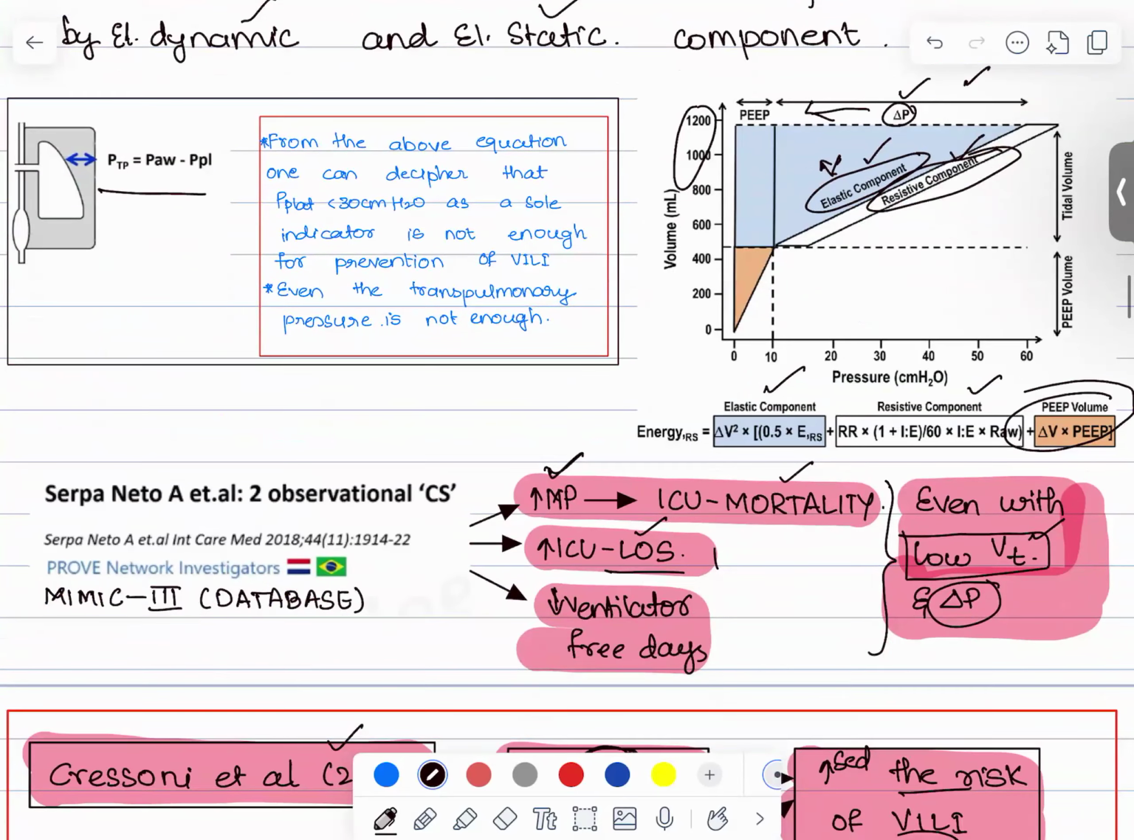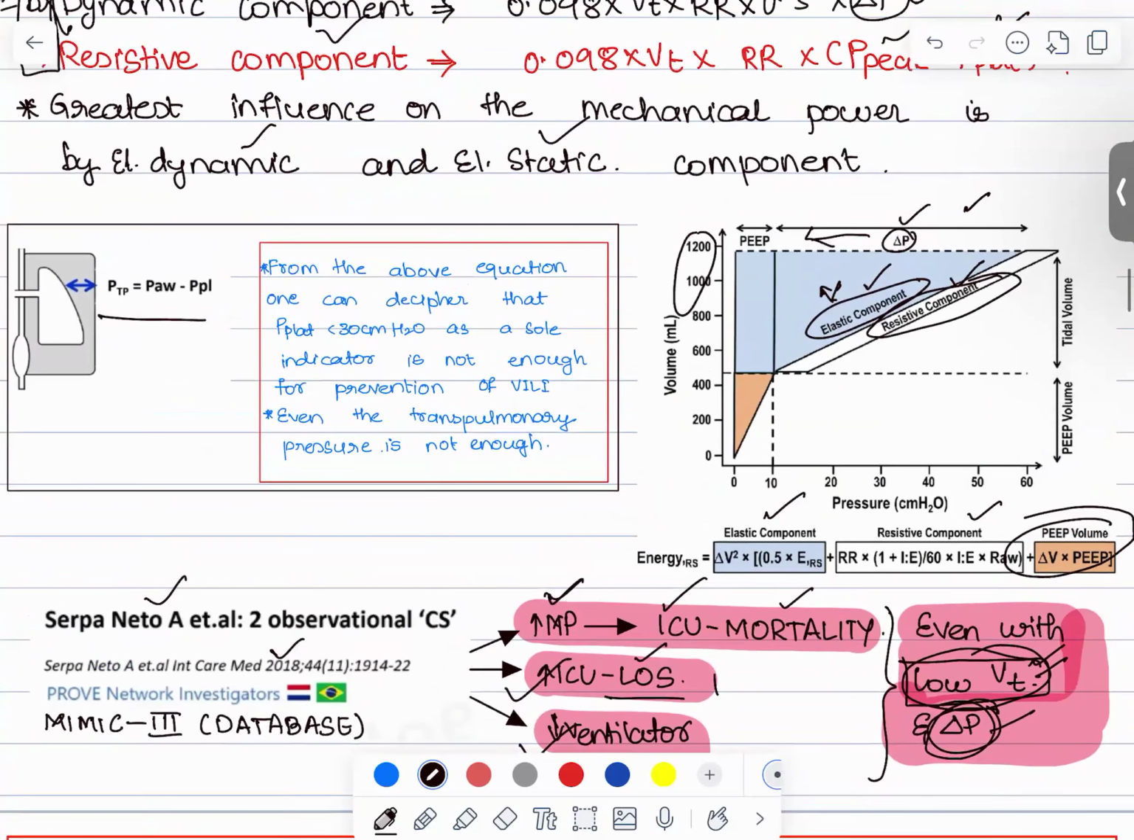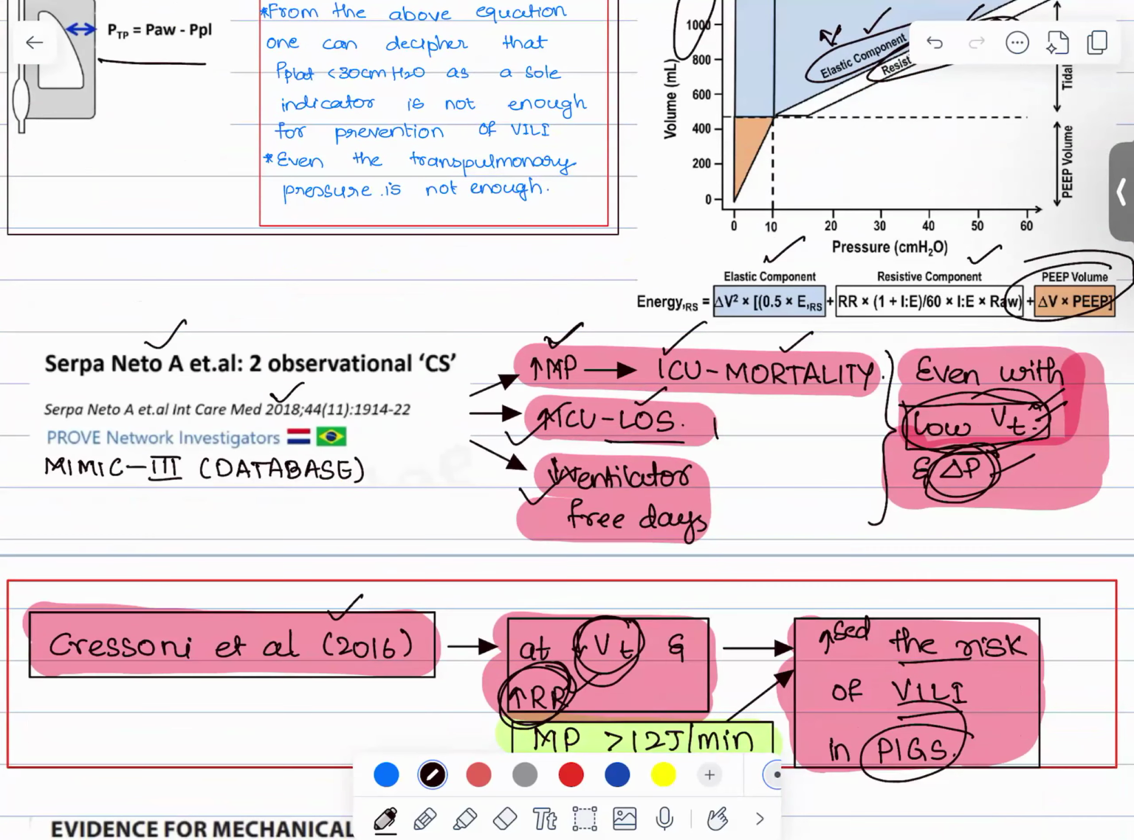In 2018, Serpa et al. did two observational studies, in which they showed from the MIMIC-3 database that an increase in mechanical power increases the ICU mortality, increases the ICU length of stay, and decreases the ventilator-free days, even with constant low tidal volume and constant driving pressure. So not only tidal volume or driving pressure or the respiratory rate put hold on the mechanical power, but all the injuries that we have discussed previously have a bearing effect on the mechanical power.